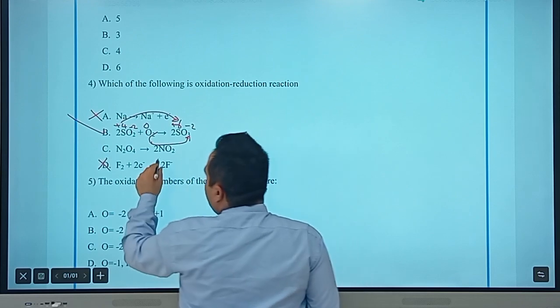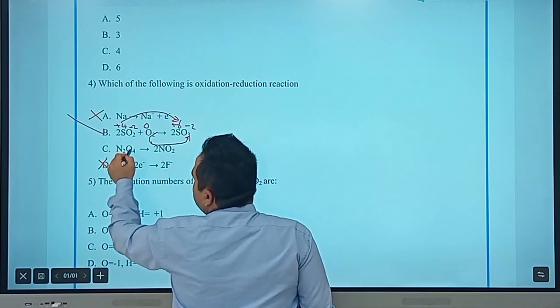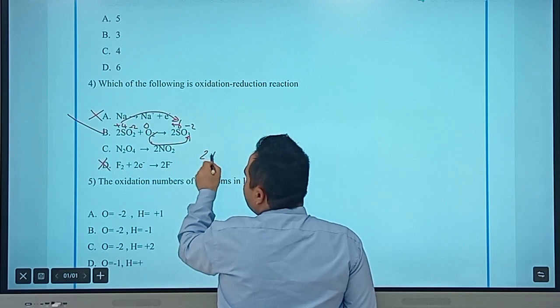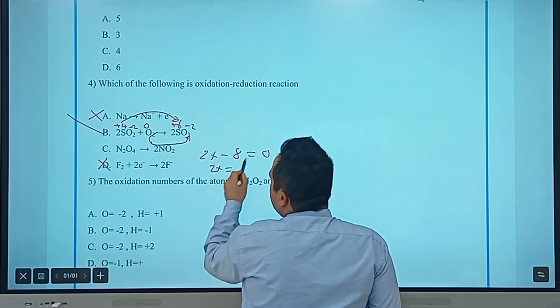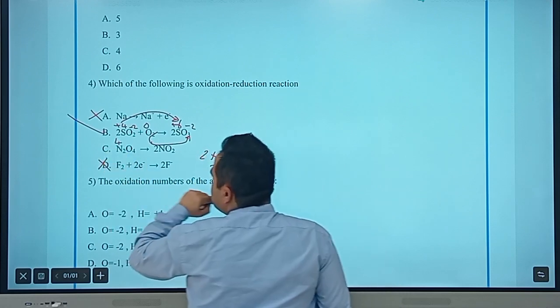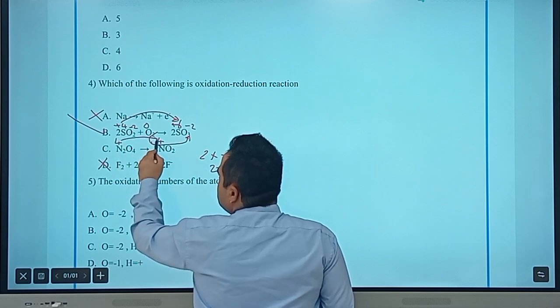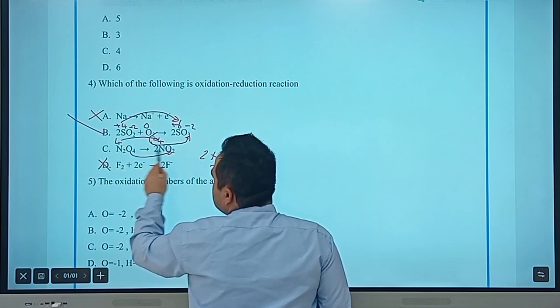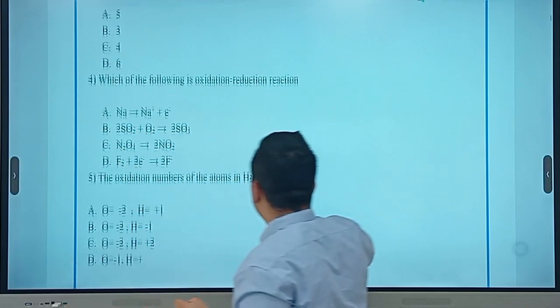How about the N2O4 goes to NO2? In this case, the nitrogen, it's 2x minus 8 equals 0. 2x equals 8. X is equal to 4. So the nitrogen's oxidation number is 4. There is 4 as well. There is no change in the oxidation number of nitrogen and also oxygen. It's not a redox. B is the correct answer, which is a redox reaction.